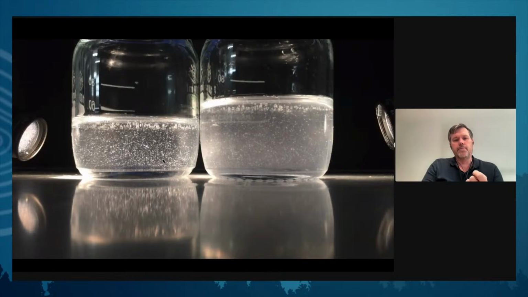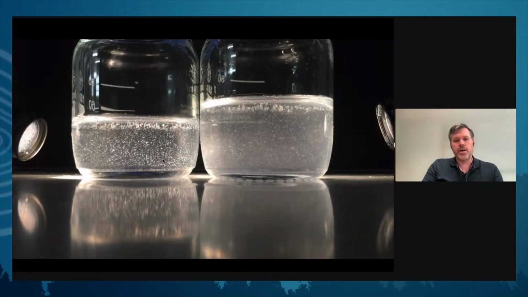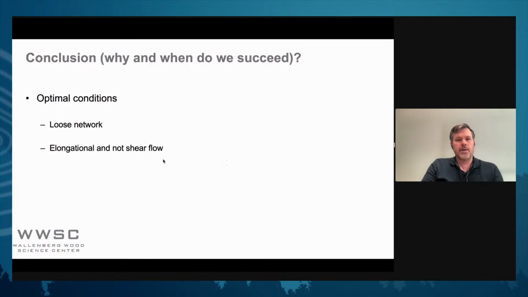You need the possibility to have something that acts like friction in between. It's still a charged system, so it's not gelled, but it actually keeps small bubbles in place. So the conclusion we have is: why and when do we succeed? It's about optimal conditions. We have a system that I talk about as a loose network, and the key is that it is a connected system.